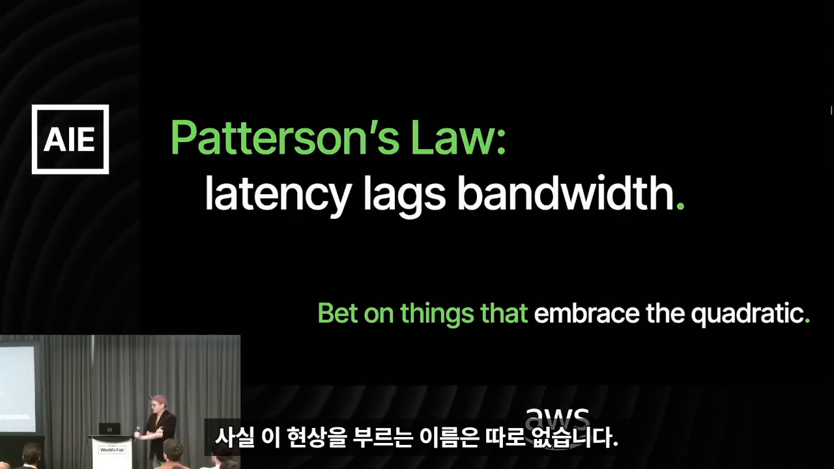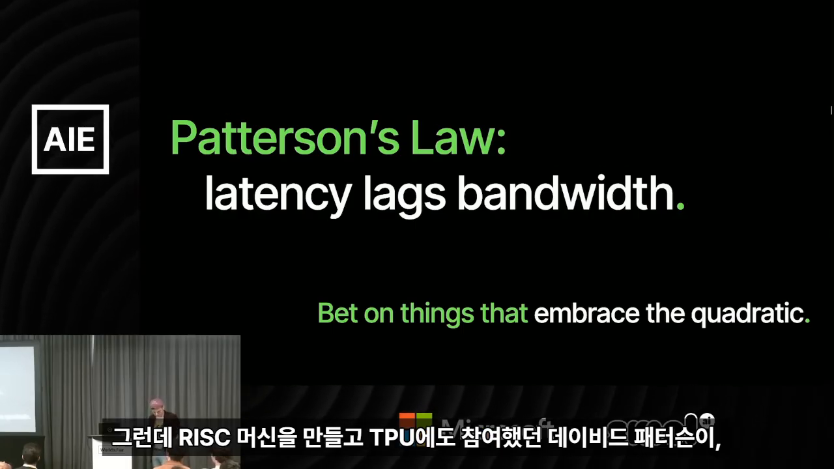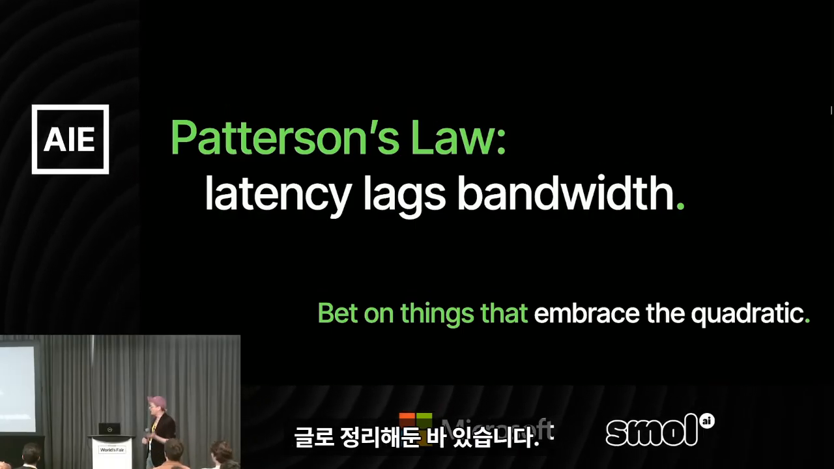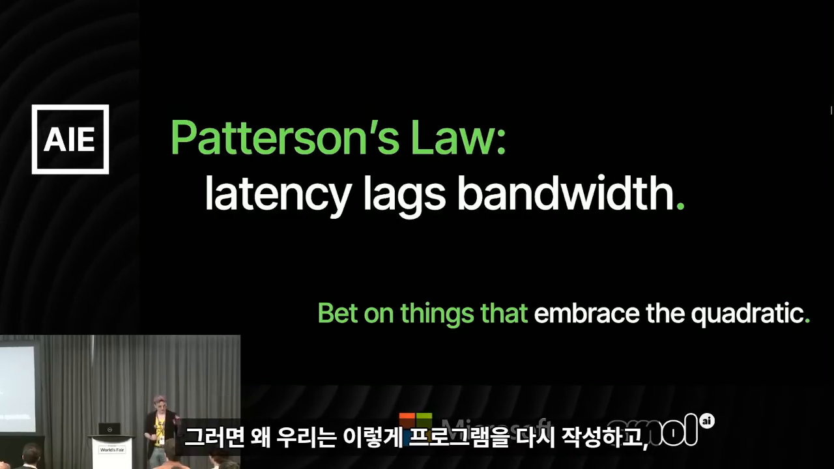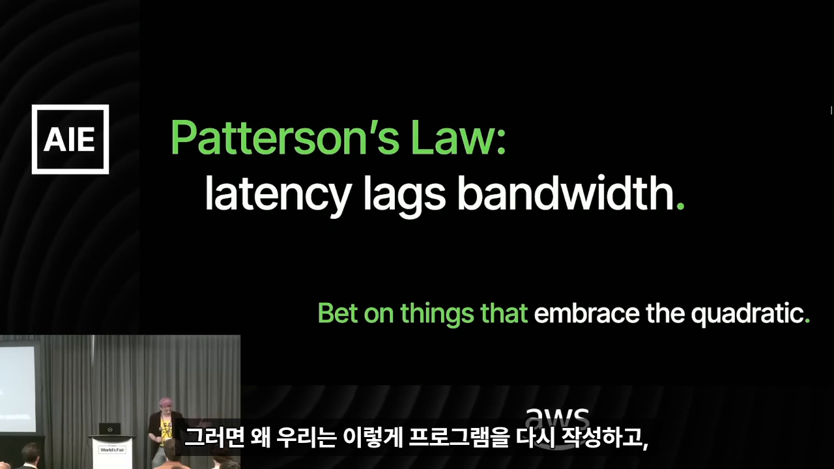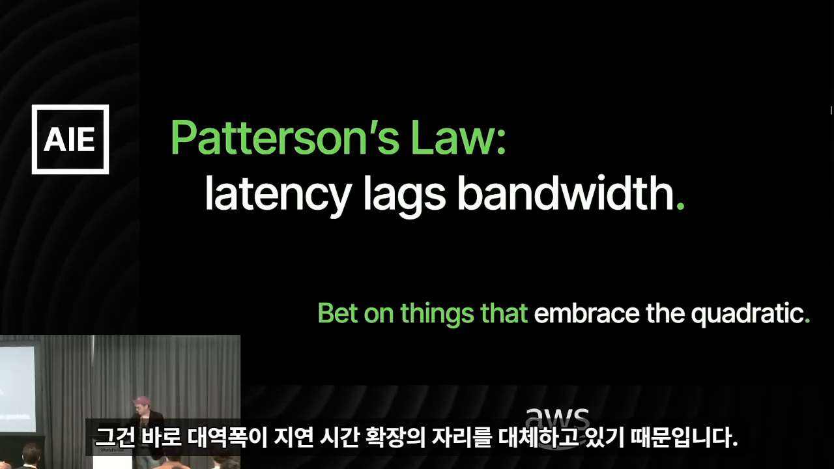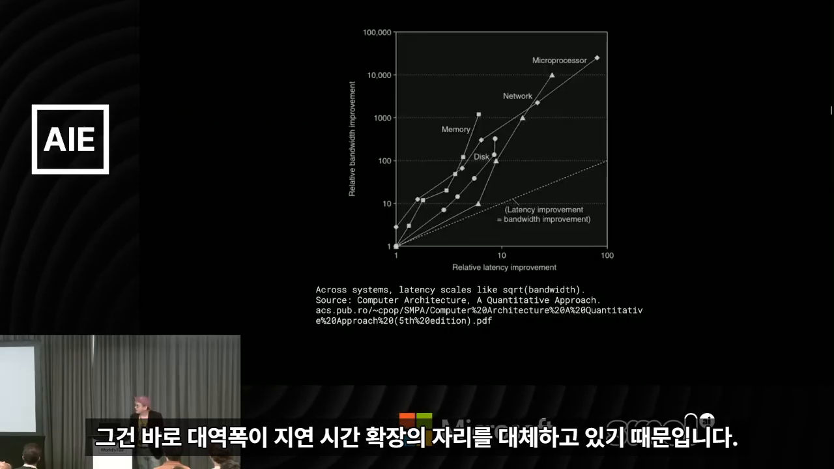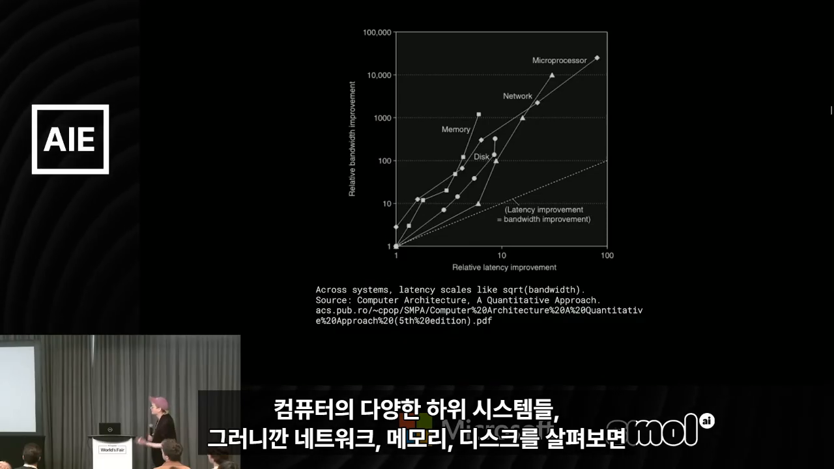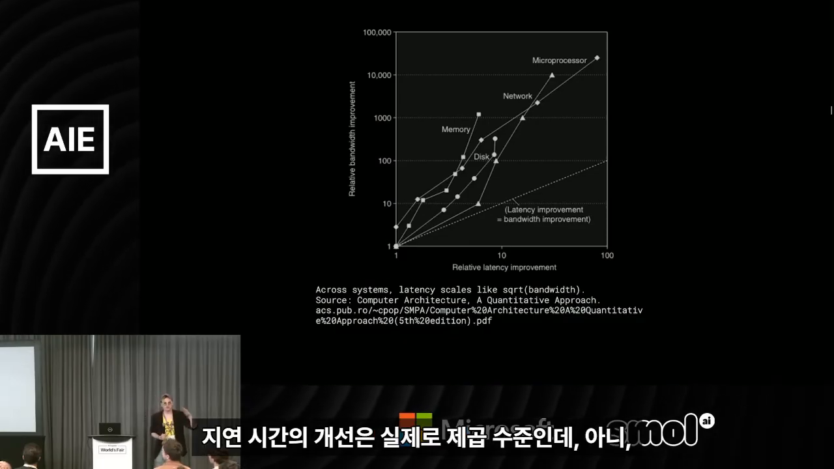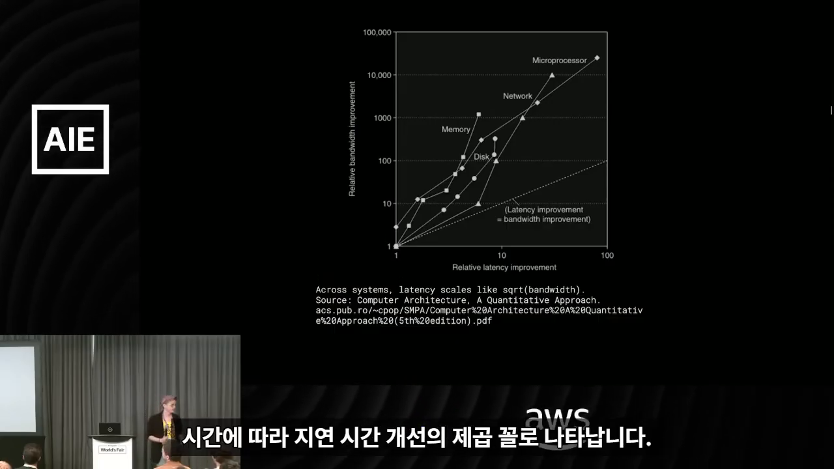There's not really a name for the phenomenon that's driving all of this work, but David Patterson, who came up with RISC machines and worked on TPUs, wrote it down. So I call it Patterson's law: latency lags bandwidth. So why are we doing all these things, rewriting our programs, rethinking them in order to take advantage of increasing bandwidth, and bandwidth is replacing latency scaling? It's because if you look across a variety of different subsystems of computers, networks, memory, disks, the bandwidth improvement is the square of the latency improvement over time.